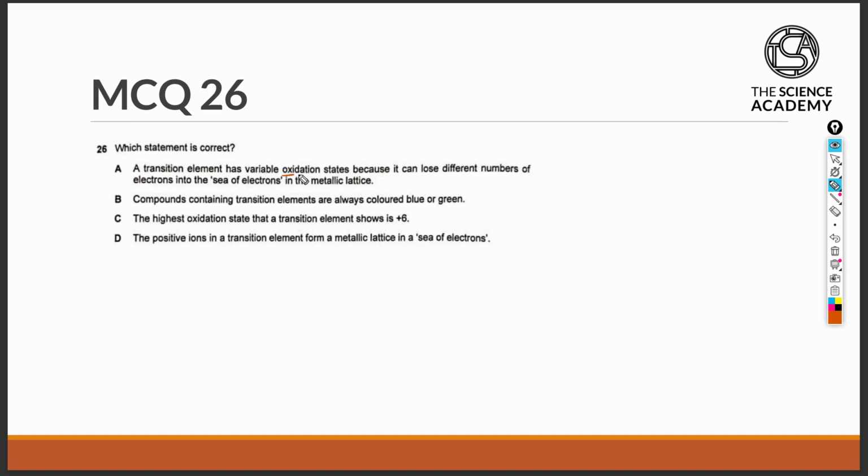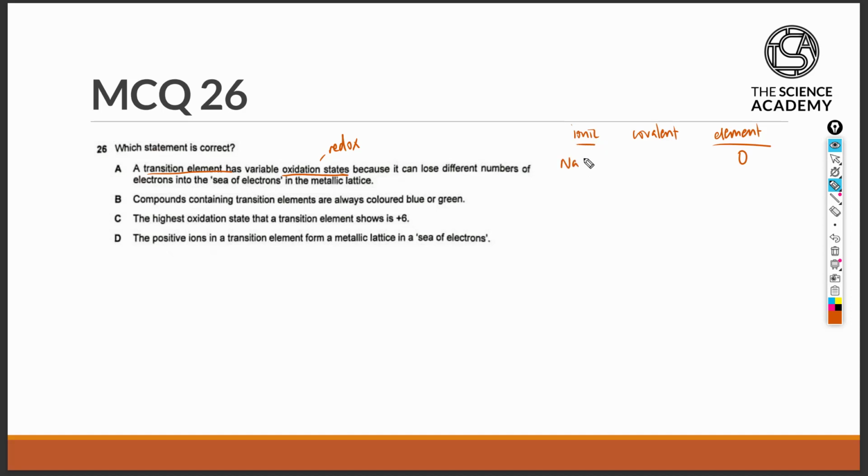We see the term oxidation state in the redox chapter, and oxidation states are only applicable to compounds like ionic compounds and covalent compounds. As an element itself, such as the transition element, the oxidation state is 0.